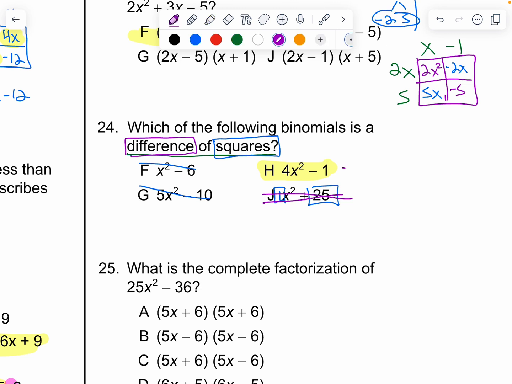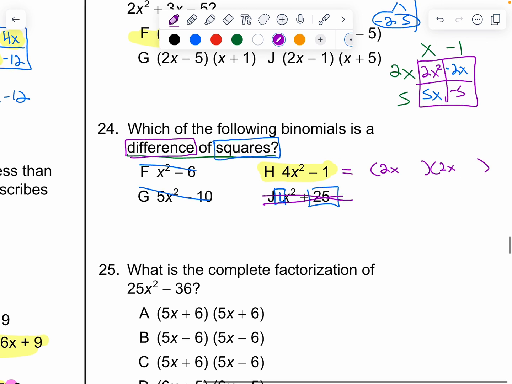Now, if you're curious, if we wanted to factor that, we just take the square root of the first coefficients. The square root of 4 is 2. So 2x and 2x. 2x and 2x is 4x squared. And then we take the square root of 1, which is 1. So we're going to have 1 plus and 1 minus. Those are my two factors of 4x squared minus 1.